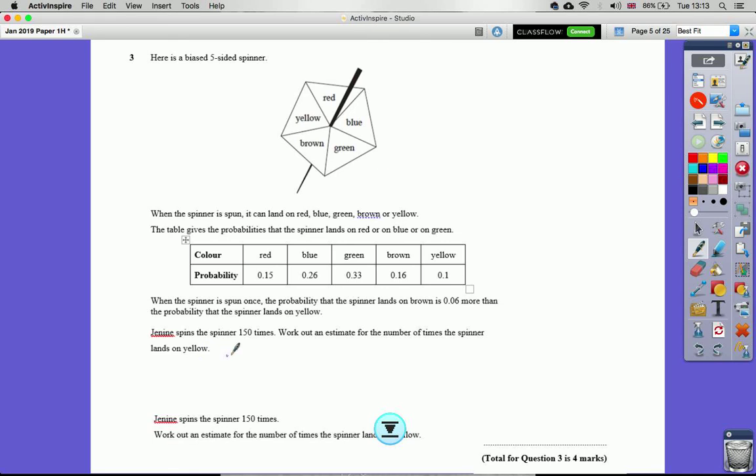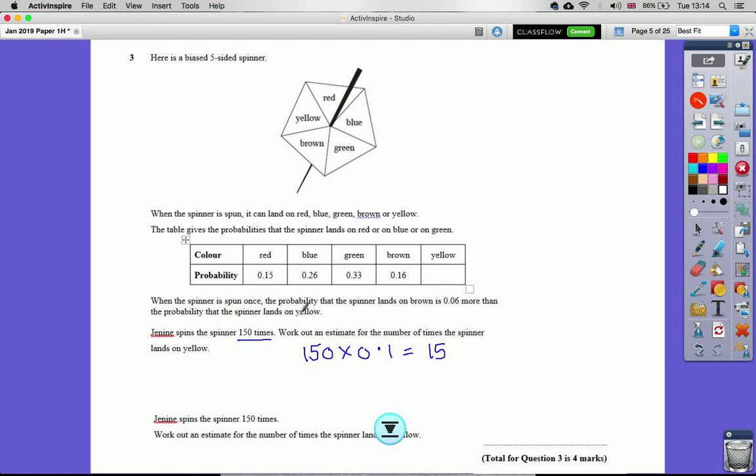So it's pretty straightforward. You're spinning the spinner 150 times, so you do 150 multiplied by the probability of yellow. So the answer is going to be 15. Sometimes they don't give you these figures. Let's say this is not given to you. If they don't give you this one, you need to work it out.